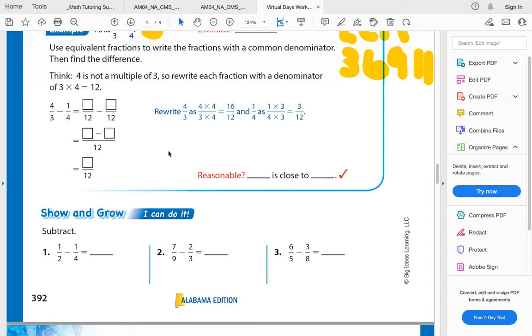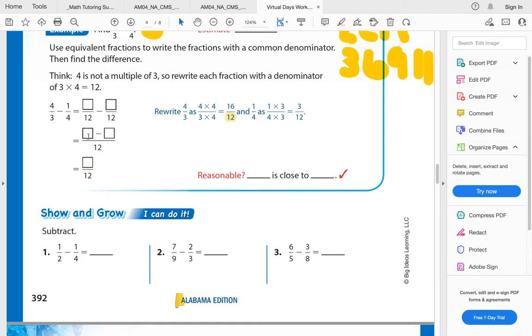Okay, so to convert 4/3 to 12ths, we would multiply our 4 and our 3 by 4. That would give us our common denominator of 12. And on the numerator, 4 times 4 is 16. We would multiply 1/4: we'd multiply our denominator times 3 and our numerator times 3 to get 3/12. Now we can subtract. So if we subtract 16 minus 3, we get 13/12.